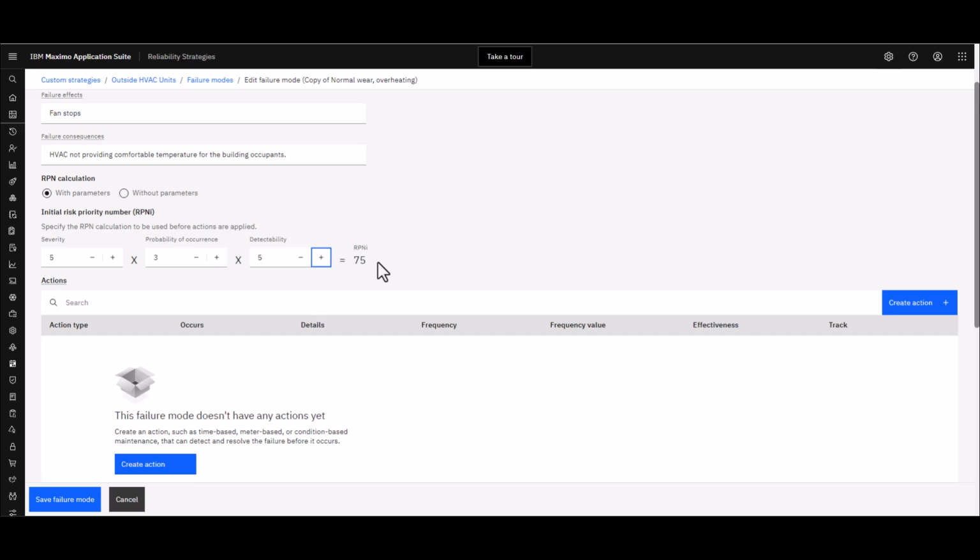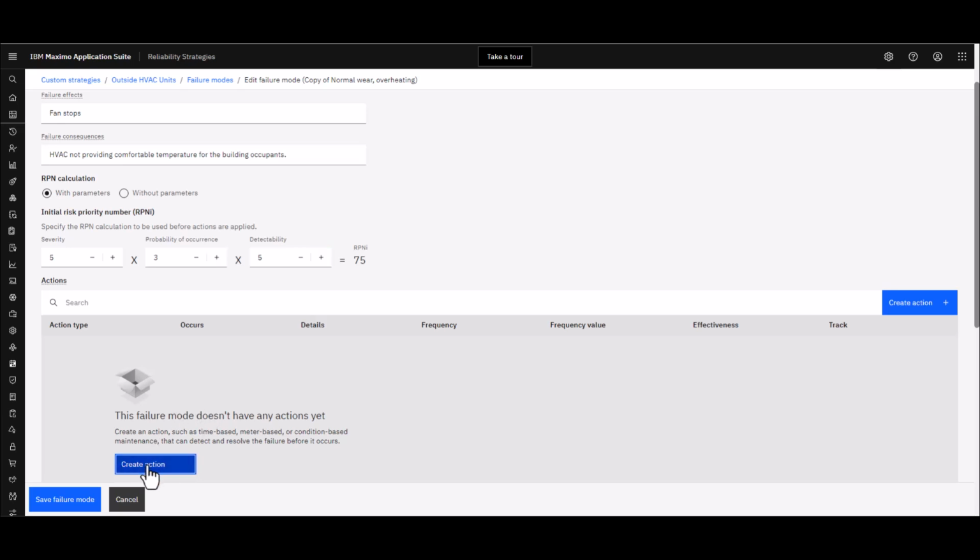All right, so now the next question is, so what are we going to do about that? So these are the actions that we are going to introduce. Some may be inspections and other types. But we're just going to indicate what we're going to do over time to mitigate the RPN number here.